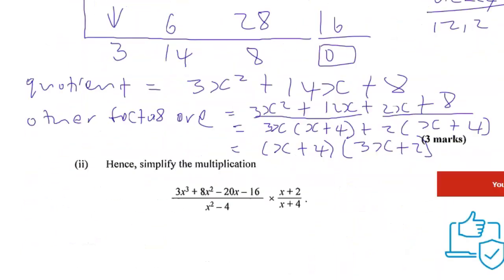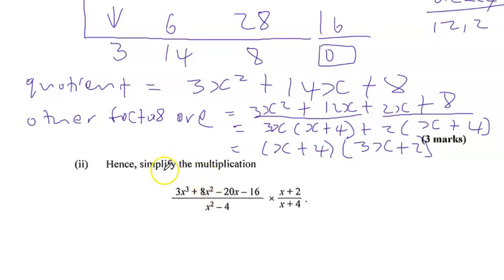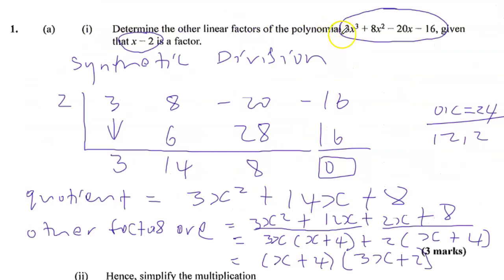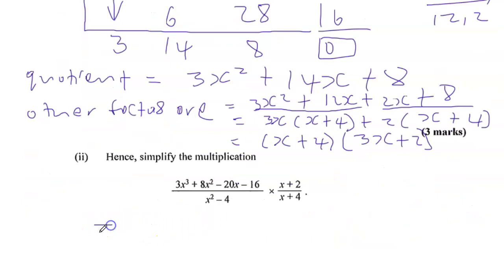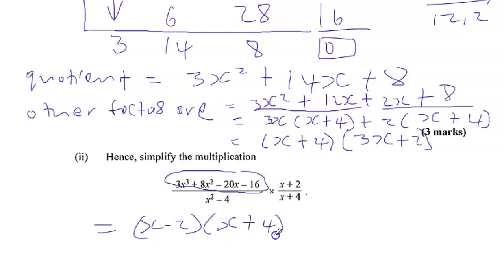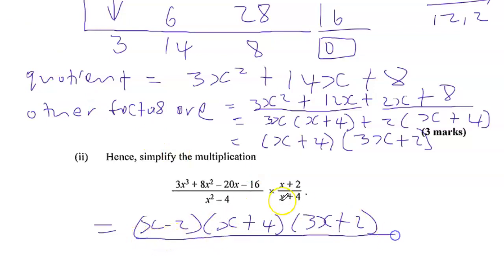Part B, we're asked to simplify this expression. So 3x cubed plus 8x squared minus 20x minus 16. We just factorize it completely. We knew one factor was x minus 2, so we're going to rewrite the numerator in terms of its linear factors. We know x minus 2 was a factor, and the other two factors were x plus 4 and 3x plus 2. So we rewrite the cubic polynomial in terms of its linear factors.